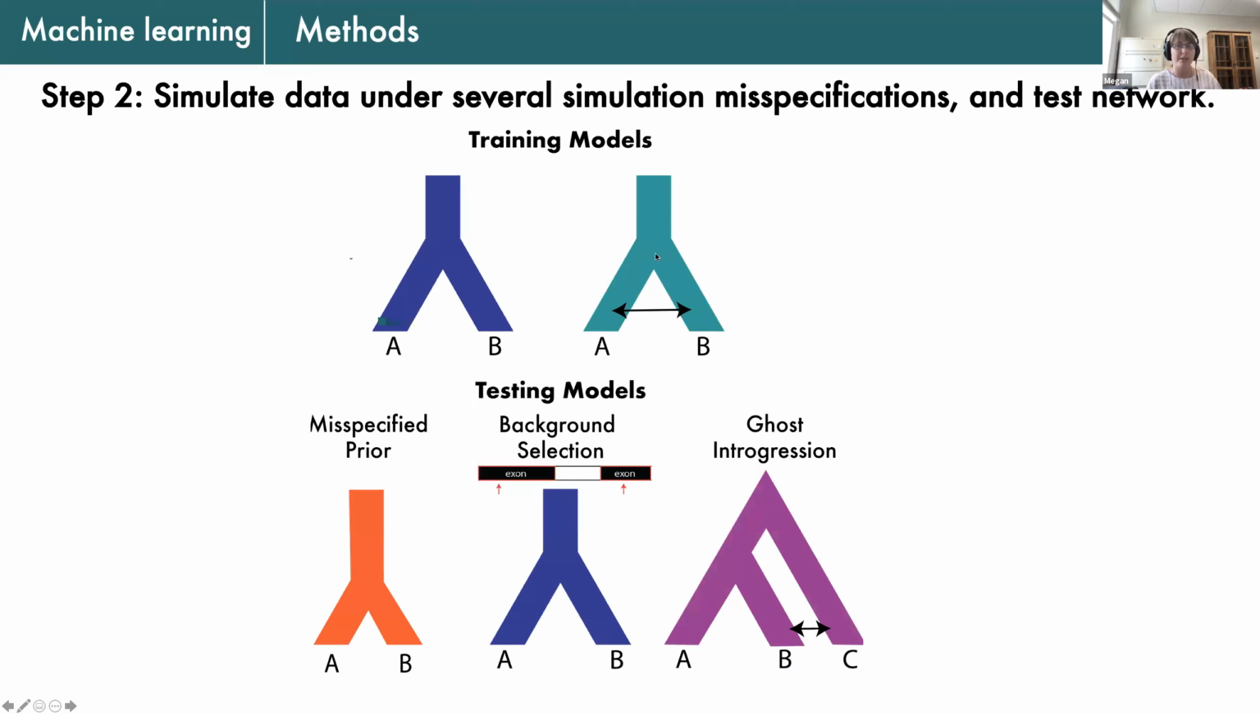And to evaluate the impacts of domain shifts, we developed 3 different testing models that differed from these models. The first one, we call the misspecified prior model. And here we have more recent divergence times than we used in our training data set. Our second is a background selection model, which is very similar to the model we talked about before. And then finally, we have a ghost introgression model where there's gene flow from an unsampled population into one of our 2 sampled populations.